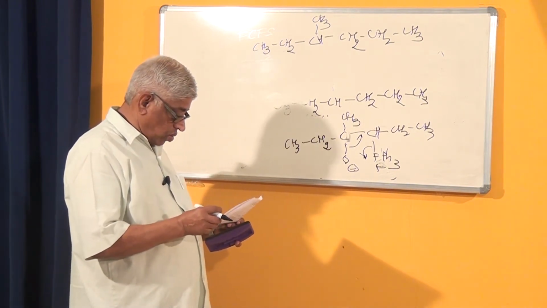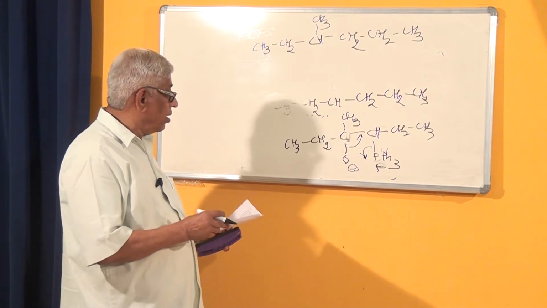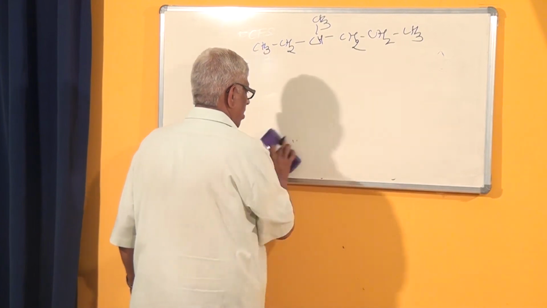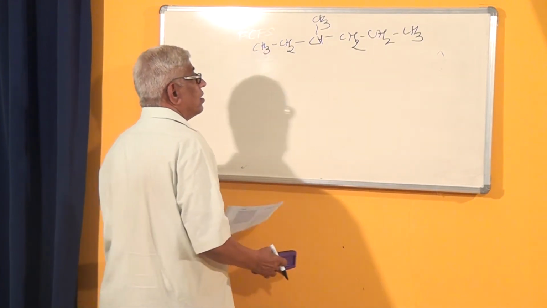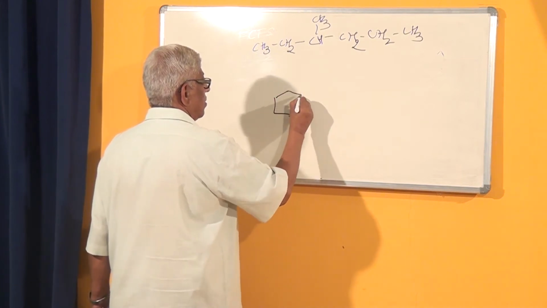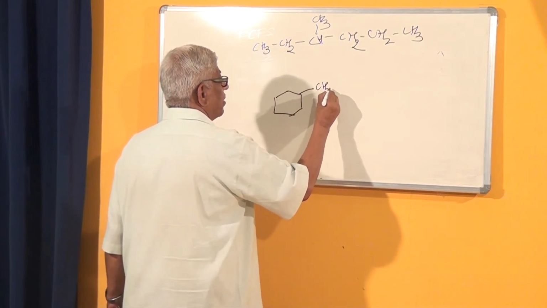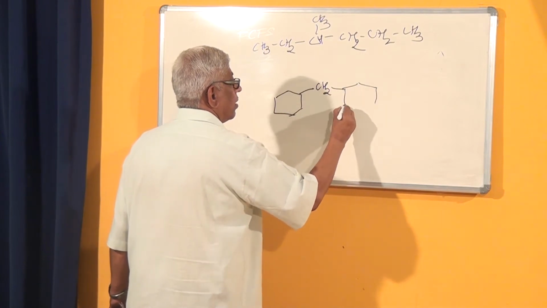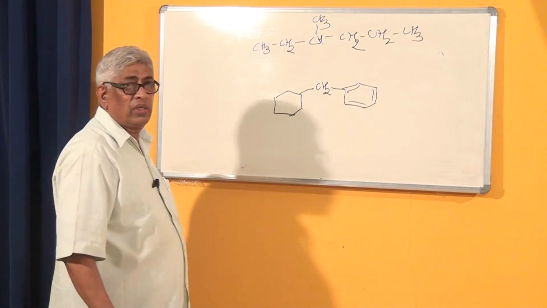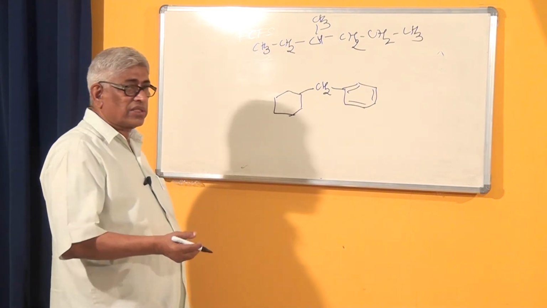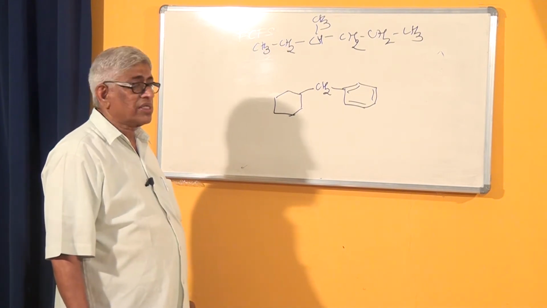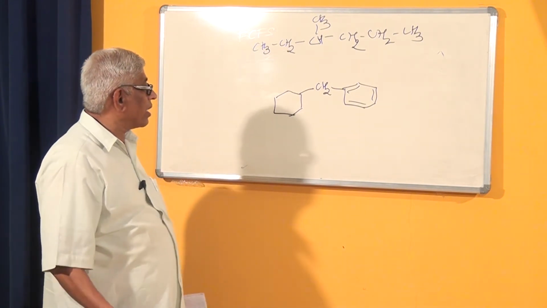So let us take up one more addition of this type. We will take up the example of benzyl cyclohexane. How exactly do we build up this carbon skeleton? A benzyl group here, a benzyl cyclohexane. Just as we thought of 3-methyl hexane, you can build up the synthesis of benzyl cyclohexane using the same type of reactions.